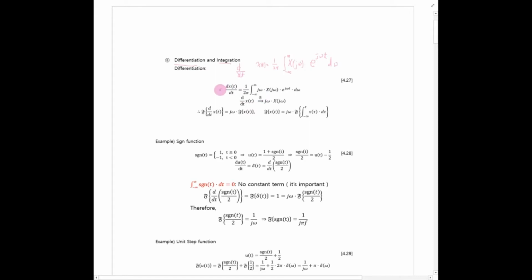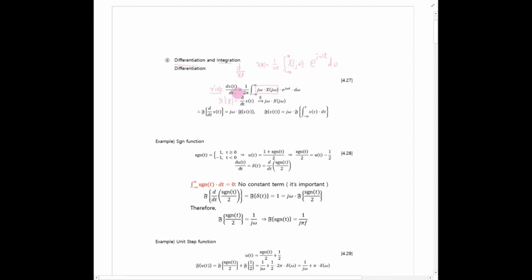So this can be expressed this way. This one is a derivative of x. So the Fourier transform of x prime equals j omega times X(j omega). So we can compare that one. x prime(t) represents the time derivative term of x(t). x prime(t) means dx over dt.